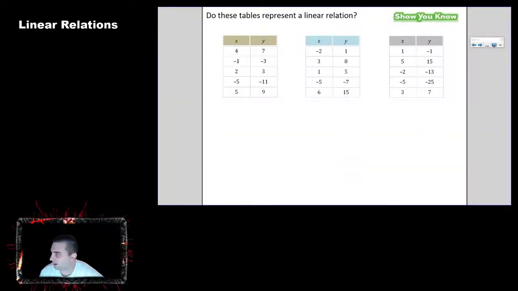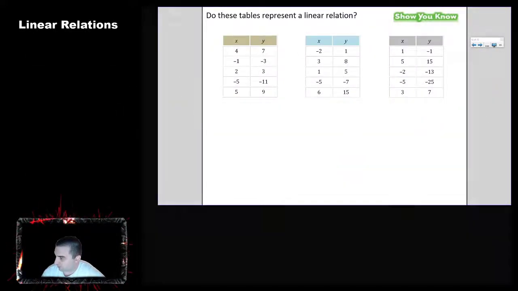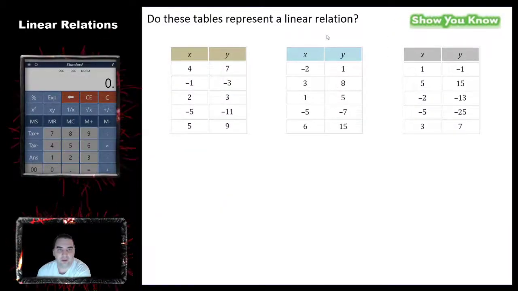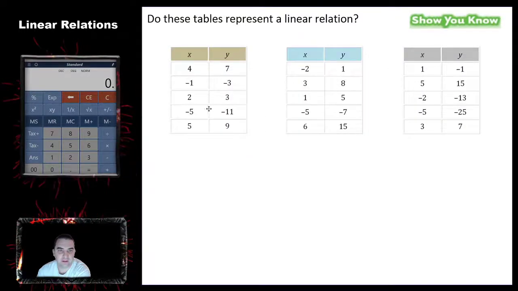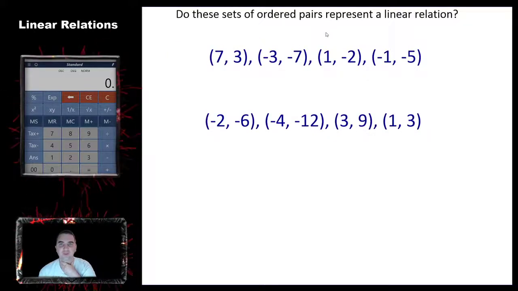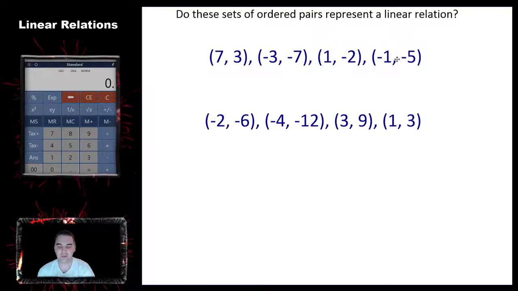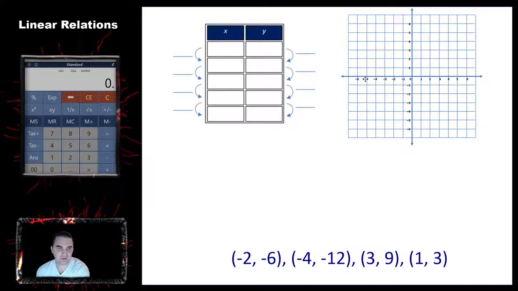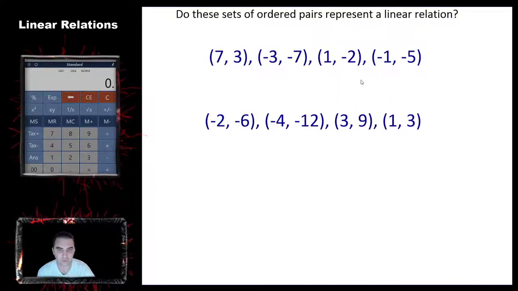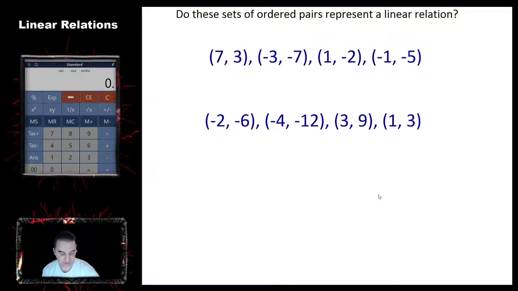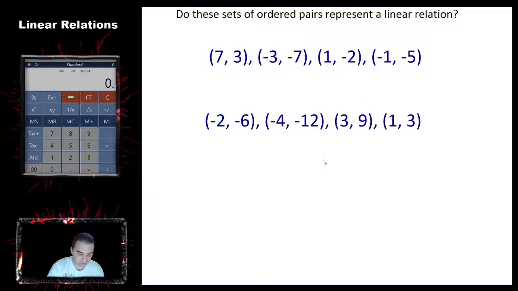Okay, let's go back to here. I'm going to switch my screen again. There we go. Okay, so do they represent linear relations? Yes, no, and yes. I think that's what we found. All right, do these sets of ordered pairs represent a linear relation? I have different screens here, so we're going to do it a different way. We're not doing Desmos now. We're going to do it by hand again, and we're going to see whether we can use that strategy to find whether they represent linear relations.